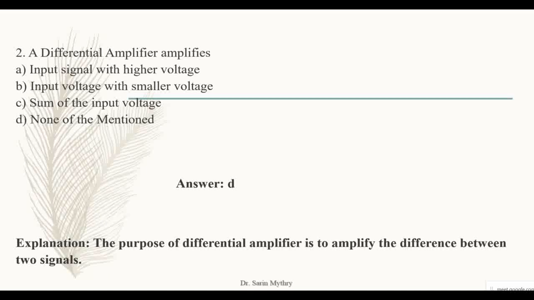The purpose of a differential amplifier is to amplify the difference between the two signals. That's what I was telling you. But among the options, there are no two signals given. The second one is given as input voltage with smaller voltage. It is given as only one input voltage. It has to amplify the difference of the two input voltages, where the input voltage will be smaller only. Ultimately, the output will be magnified, that is amplified. But here none of these options are correct, so your answer will be none of the mentioned. The reason why D is correct is that the main aim of the differential amplifier is to amplify the difference of the two input voltages.